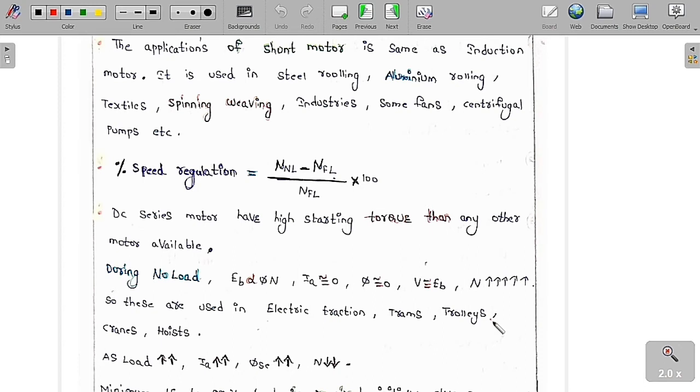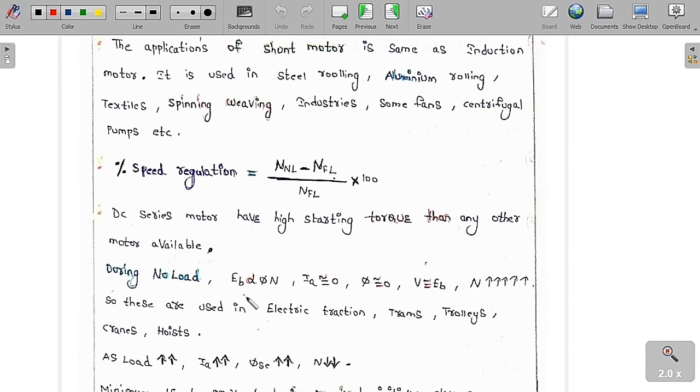That is the reason you shouldn't apply it at no load condition. Always you have to connect a load and then apply it. Always operate the DC series motor at load condition, otherwise the speed will be very high. So simply we can say that at no load condition the speed is very high, so never operate the DC series motor at no load condition.